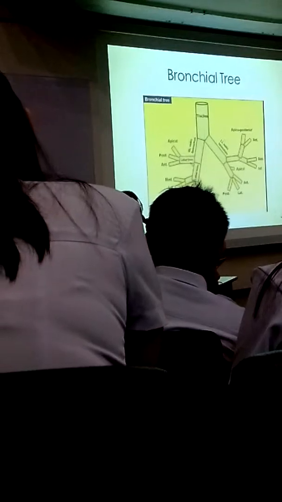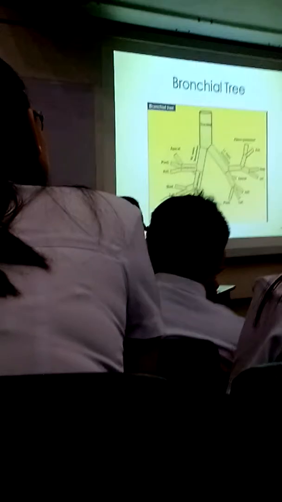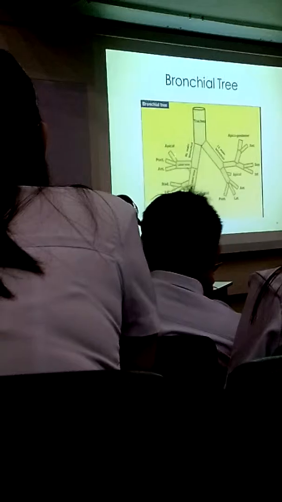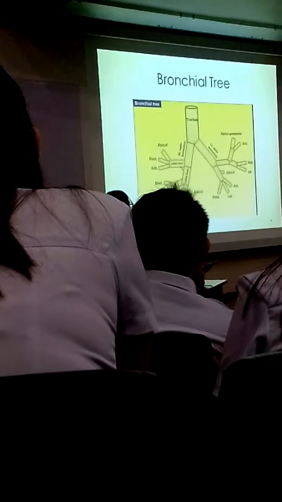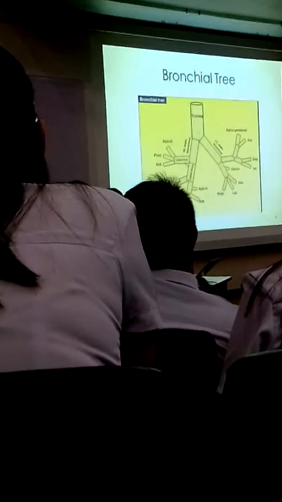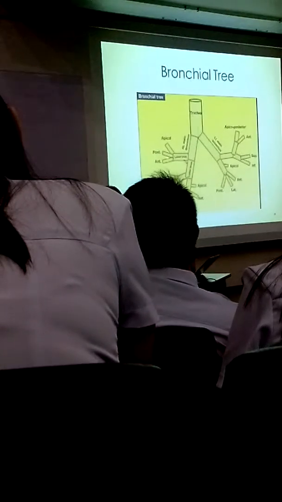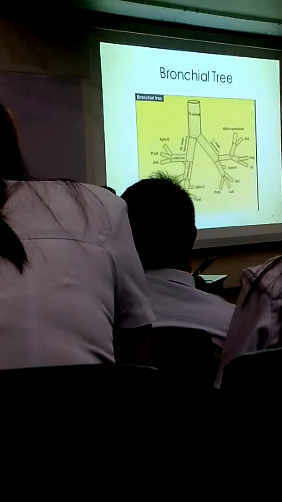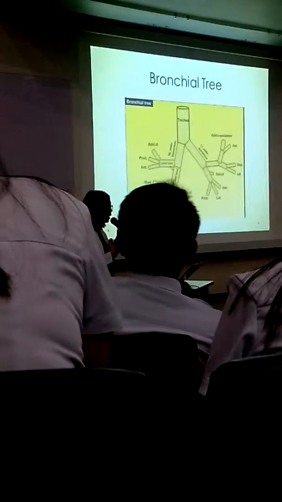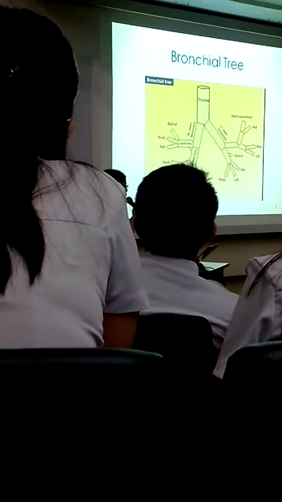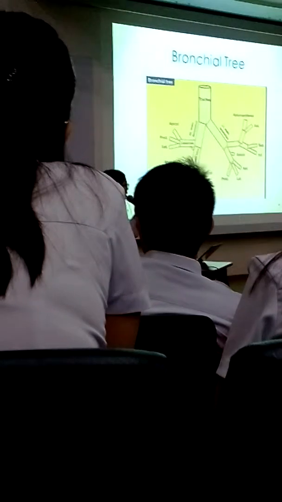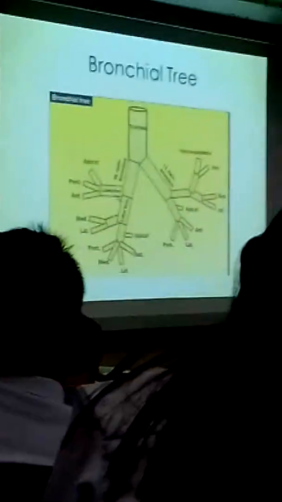How many subsegments are there in the right upper lobe? Right upper, 3. All in all, your right lung has 10 subsegments. Namely, in your right upper, there are 3: your apical, posterior, and anterior subsegments. In comparison to that of your left, there are only 2, the anterior subsegment, and your apical and posterior being fused into the apico-posterior subsegment.